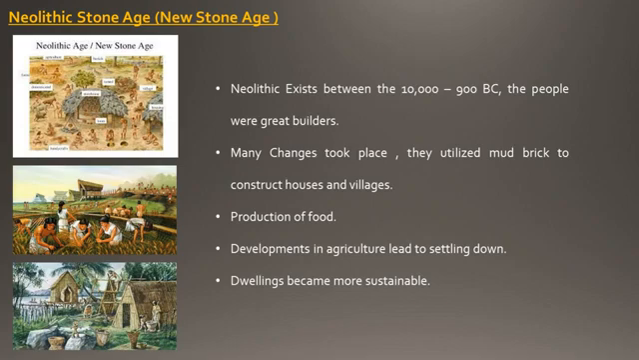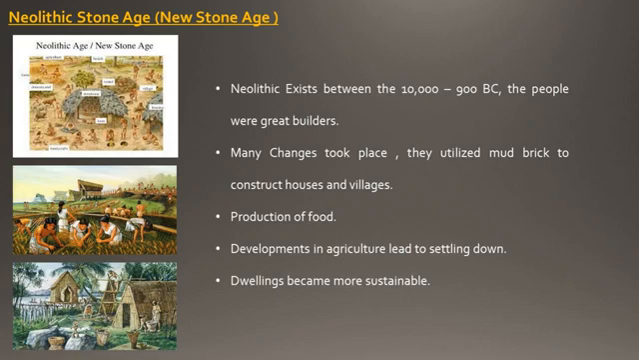Neolithic means New Stone Age, between 10,000 and 900 BC. People were great builders in this era. Many changes took place in construction. They started working with mud brick to construct houses and villages. The development of food, farming, and agriculture led to settling down. The dwellings became more sustainable.